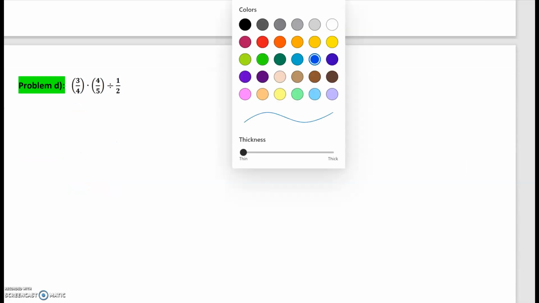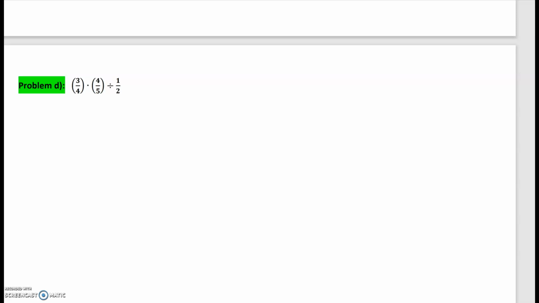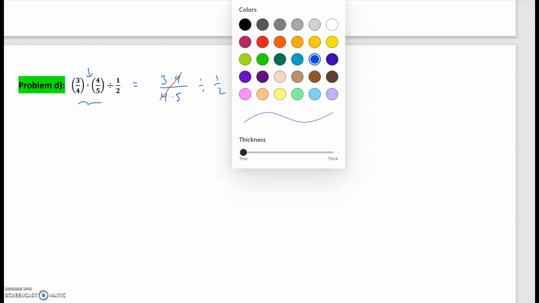And on this particular one, let me actually merge the first two parentheses. We're applying the rules of operation. So in this case, multiplication comes first. But I'm just going to rewrite it as 3 times 4 over 4 times 5. And then the division of the 1/2. And then what I'm going to do here is cancel the 4's.